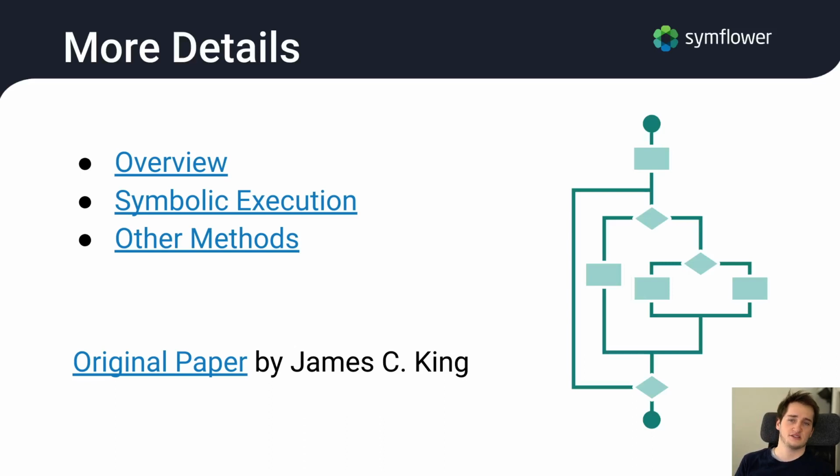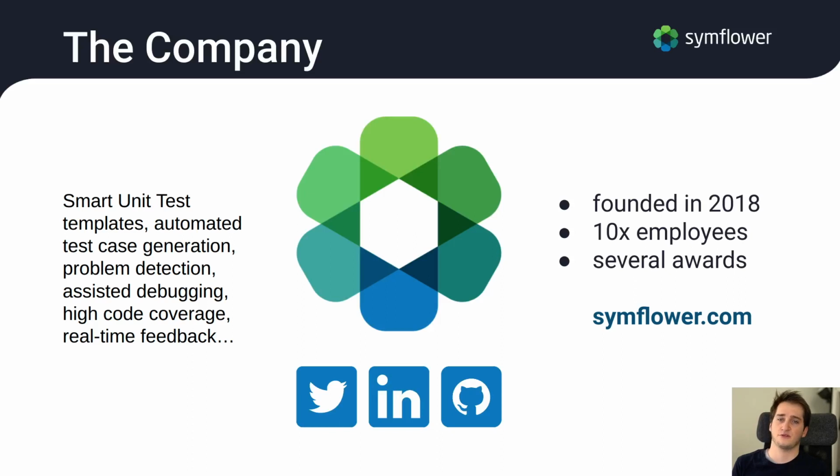Now there is, of course, more to this. There is the original paper by James King, which is very nice and concise to read. It's also only a few pages. And we have also on our website information about how symbolic execution works. So more technical blog posts, how this functions in depth, and also how this compares to other testing techniques, such as fuzzing, for example.